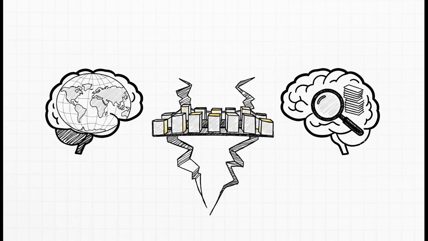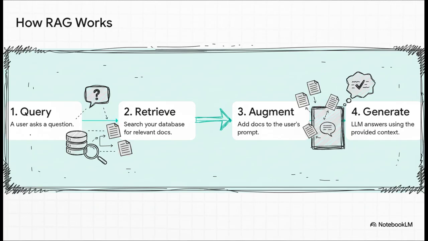Retrieval Augmented Generation, RAG, is the secret sauce that lets you connect a general-purpose AI to your private, specific information. It turns a model that knows about the internet into an expert on your company without having to do all the heavy lifting of retraining it. So how does this magic work? It's actually way simpler than it sounds. It's just a 4-step dance.